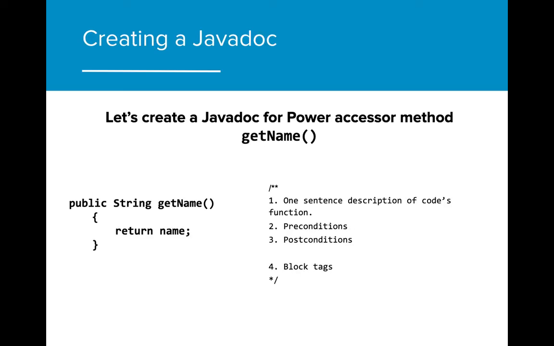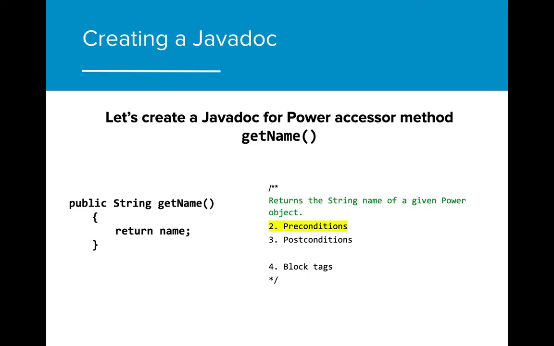Here is the getName method that we created in the Power class for the superhero class in the last lesson. Javadoc comments are used with methods so that the methods can be documented appropriately. The first thing that we need to do to write a Javadoc comment is to give a brief description of what the code segment does. In this case, the method getName returns the string name of the Power object to the program. We'll use this description as the first sentence of the Javadoc comment.